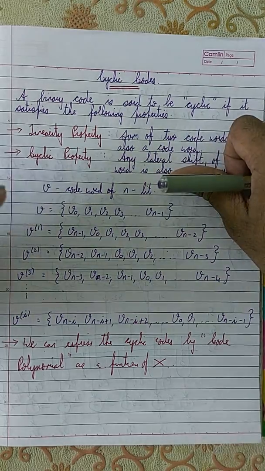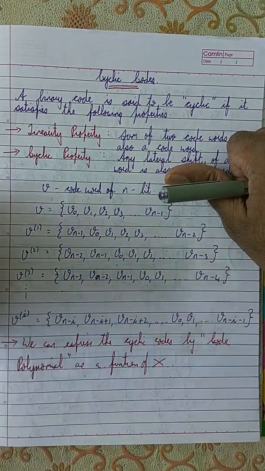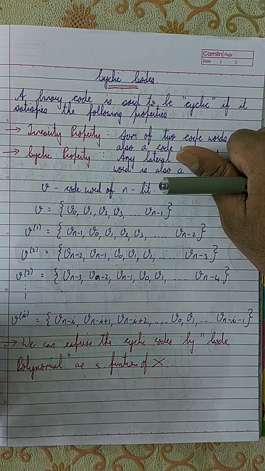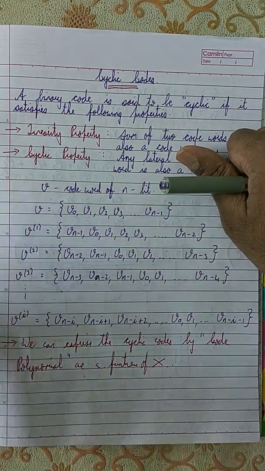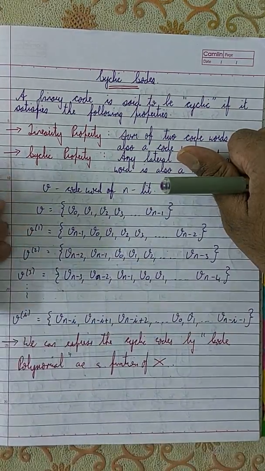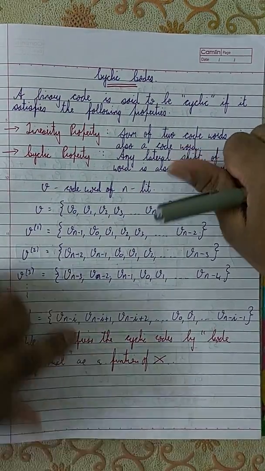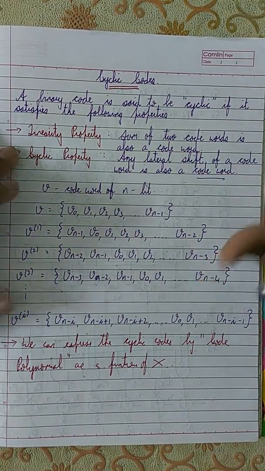That is, we can express each code word that you're seeing here in terms of its polynomial. And the advantage of using that polynomial is that it becomes easy for us to do different kinds of operations like multiplication or division using code polynomials. That is, we are basically expressing each of these code words in terms of a code polynomial.